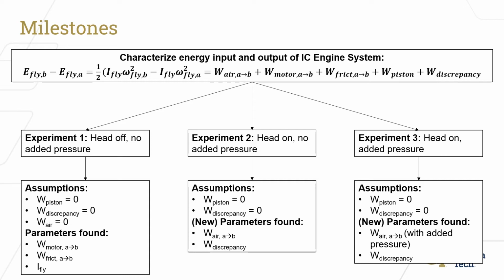In Experiment 2, the head will be added to the piston, and the new parameters found are work of air and the work discrepancy term. In Experiment 3, the head is still on, and there is now injected air to simulate combustion. Using this, the work air term and our work discrepancy term will be updated accordingly.